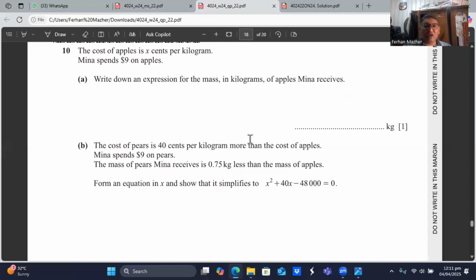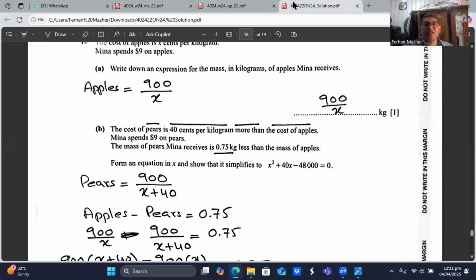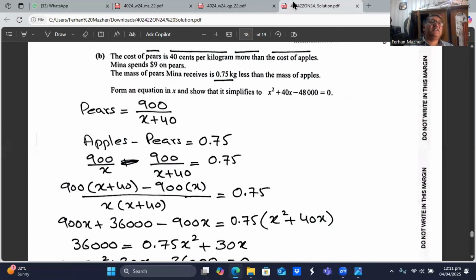So Mina spends $9 on pears. The mass of the pears Mina receives is 0.75 kg less than the mass of apples. Form an equation in X and show that it simplifies to X squared plus 40X minus 48,000. So very simple. The pears, their cost is 9. The amount of the pears which she will be able to buy will be 900 divided by X plus 40. So the difference between the mass of apples and the mass of pears is 0.75 kg. So 900 divided by X minus 900 divided by X plus 40 is equal to 0.75.